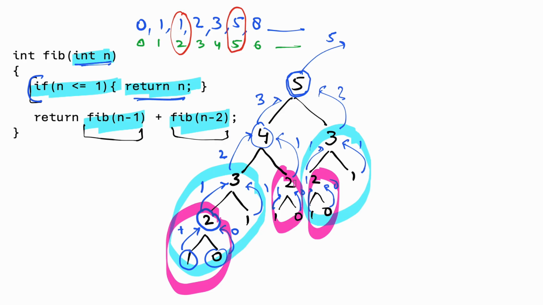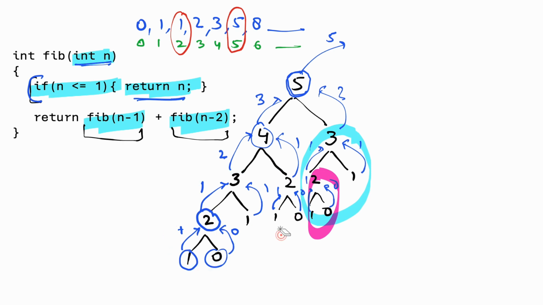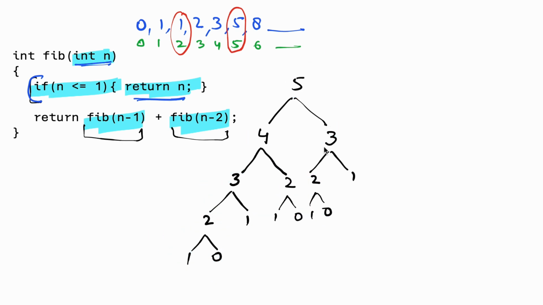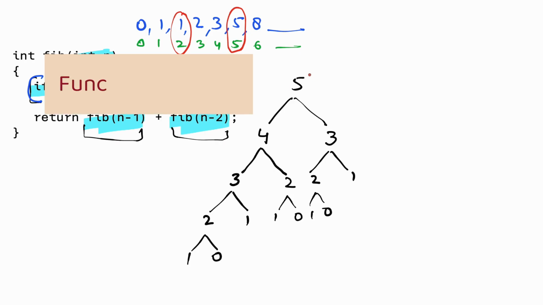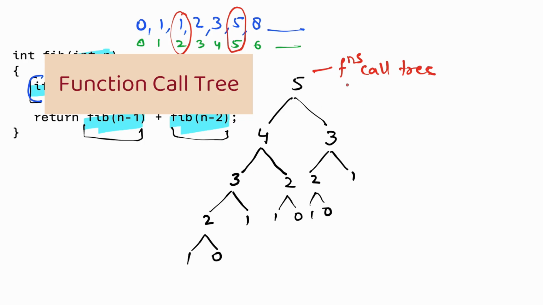If you have to find the time complexity of this function, how will you find it? Let me just erase the return values so that there is less cluttering. Now we can say that every node in this tree represents a function call. This tree is called the function call tree. What is the height of this tree? We can say that the height of this tree is order of n.